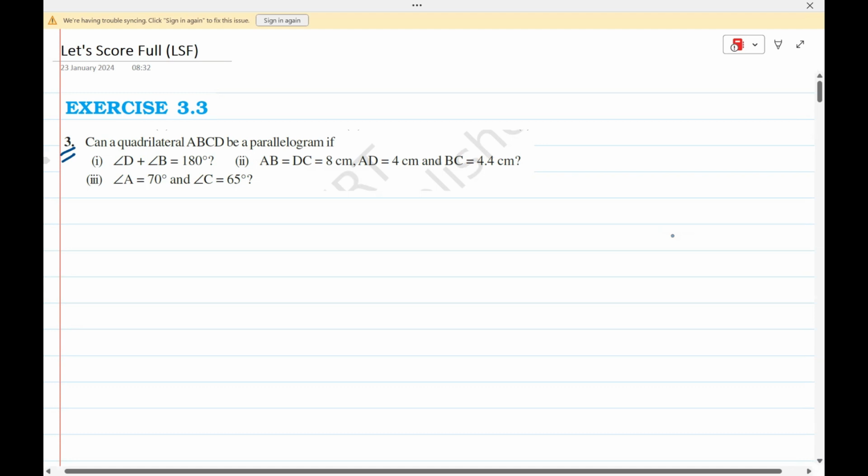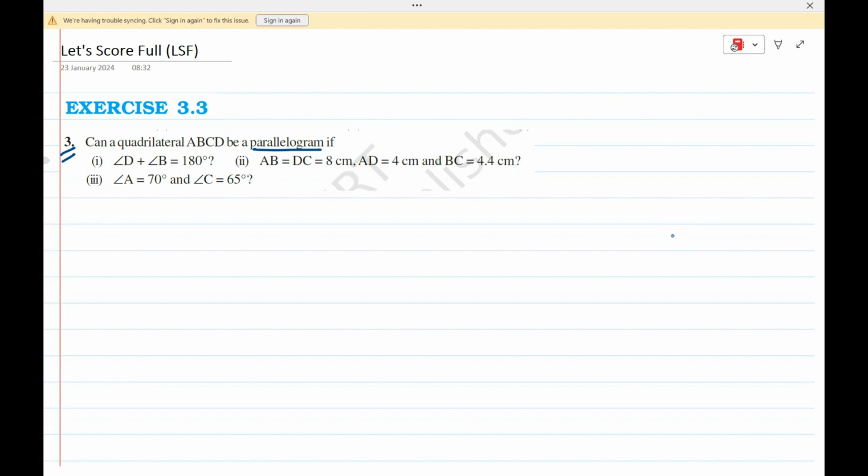This is the third chapter of class 8 CBSE. In the previous part, we have covered up to question 2. Here we are covering question number 3. To solve any problem, we must know the concept of the chapter. Like here it says ABCD be a parallelogram, so we should know what a parallelogram is and its properties. Then only we can solve or understand the problem.